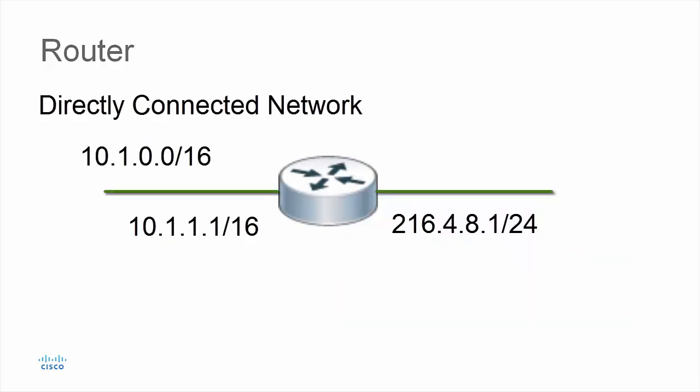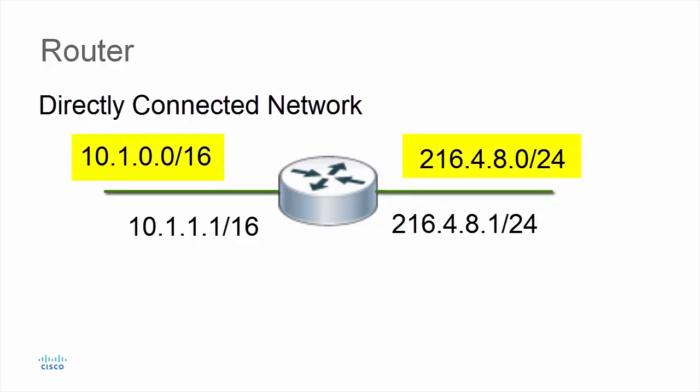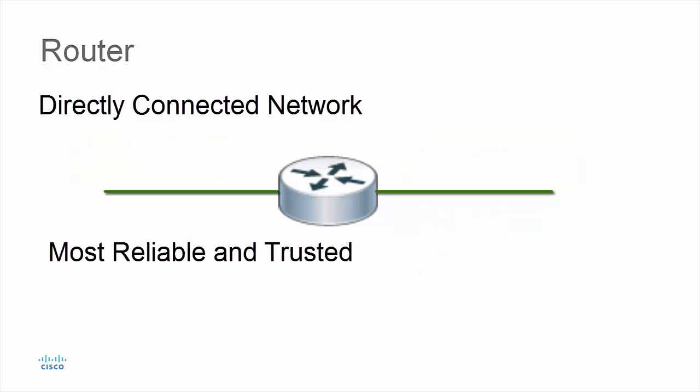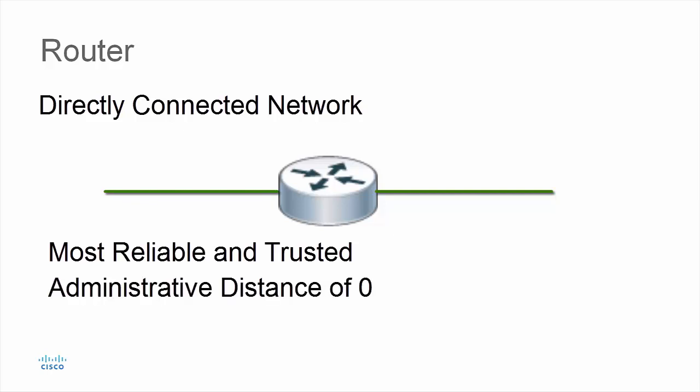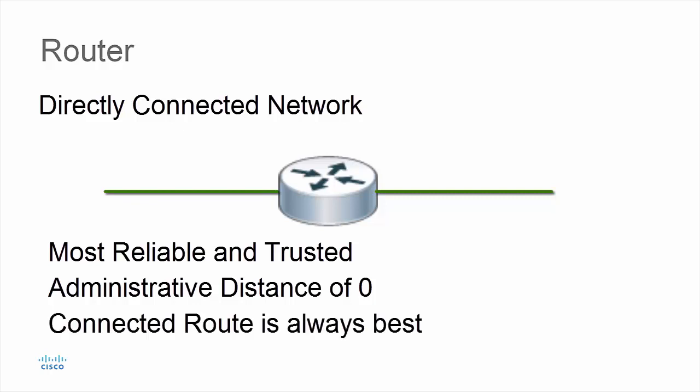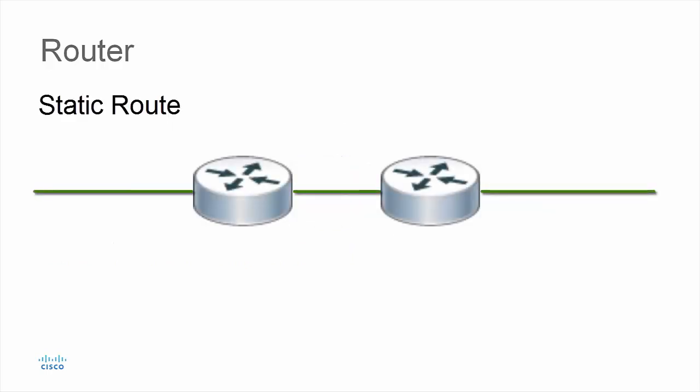When an interface has an IP address assigned, is connected and enabled using the no shutdown command, the router will learn the subnet assigned to the interface and add it to the routing table. Directly connected routes are considered to be the most reliable and therefore the most trusted. An administrative distance of 0 is assigned to directly connected routes. The lower the value of the administrative distance, the more trusted it is. Therefore, a router will use a connected route as the best route, even if that same prefix is learned via another method.